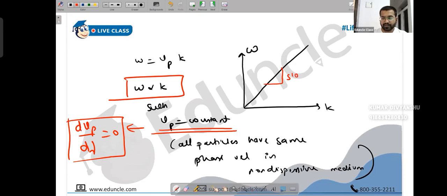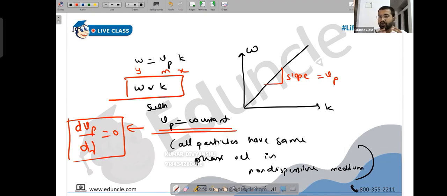The slope here, y equals to mx. This is y, this is m, this is x. The slope here is Vp. The slope here is Vp. This happens in a non-dispersive medium. That's why I call it non-dispersive. It means dispersion is not happening, people.